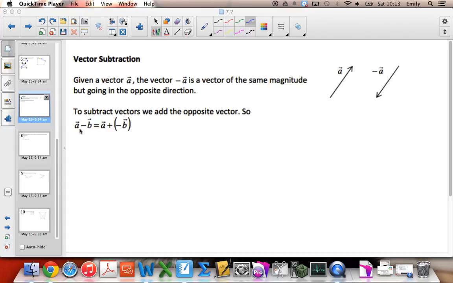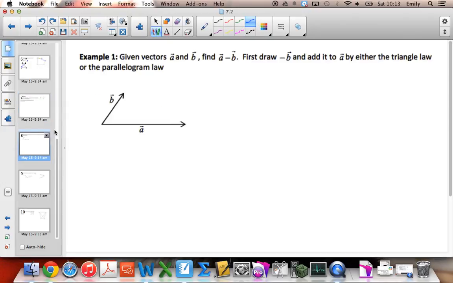Remember that subtracting is the same as adding a negative, and so that's what we do with vectors. We just add the negative. So first we create the negative vector, and then we move it to the head of the previous vector. So let's look at that.